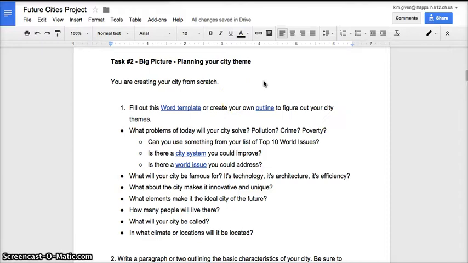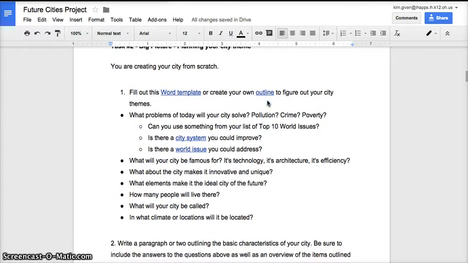So in this part of your project, you're going to be outlining the main problems that your city of the future will solve. Remember, it's set 200 years in the future.